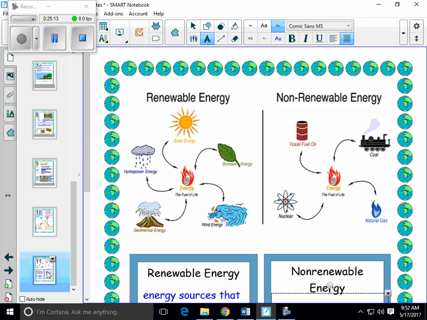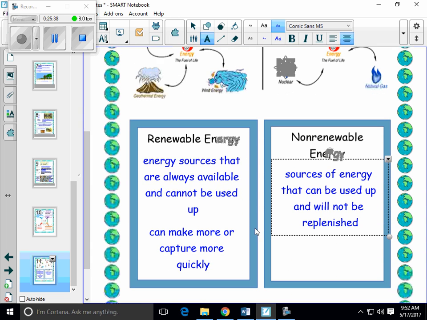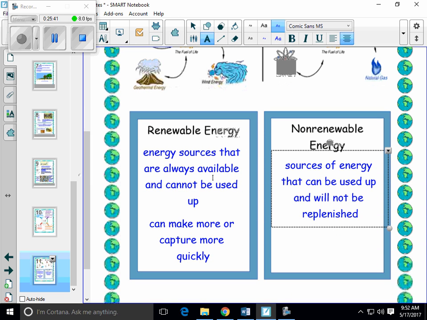And then I've got one more page. The last page of the notes talks about renewable energy and non-renewable energy. And I've got a picture here, which hopefully is a good visual, which you'll remember what's on each side of the page. So the renewable energy, these are things like sunlight, water, geothermal, which is heat from the earth, or even wind energy. So renewable energy, these are all sources that are always available. They're not going to be something that we could use up. They're also things that we can make more of or capture more pretty quickly.